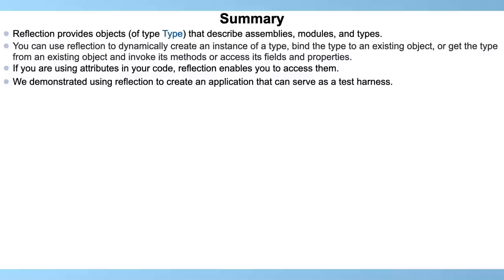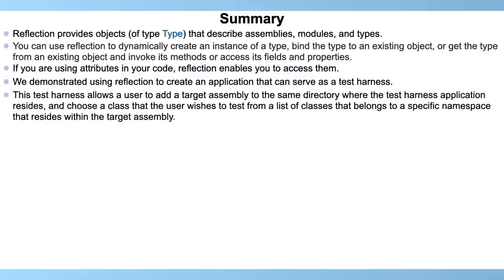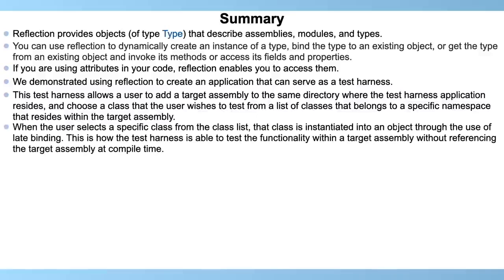We demonstrated using reflection to create an application that can serve as a test harness. The test harness allows the user to add a target assembly to the same directory where the test harness application resides, and choose a class that the user wishes to test from a list of classes that belongs to a specific namespace that resides within the target assembly. When the user selects a specific class from the class list, that class is instantiated into an object through the use of late binding. This is how the test harness is able to test the functionality within a target assembly without referencing the target assembly at compile time.